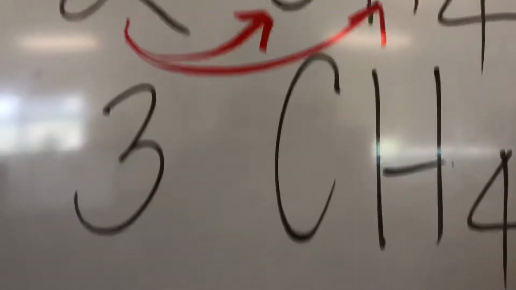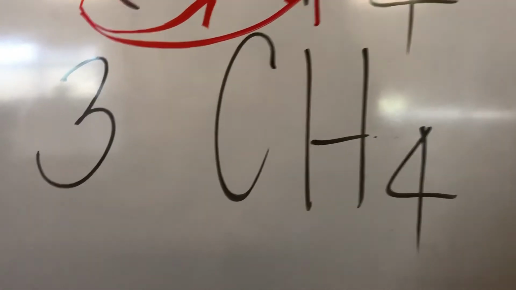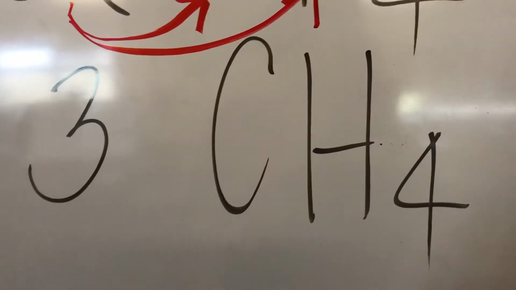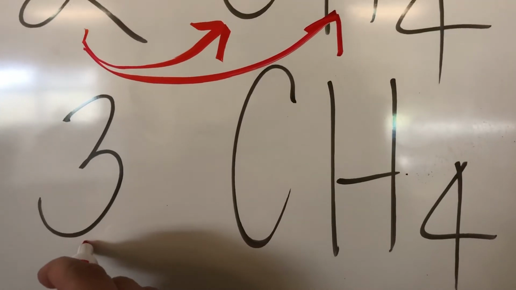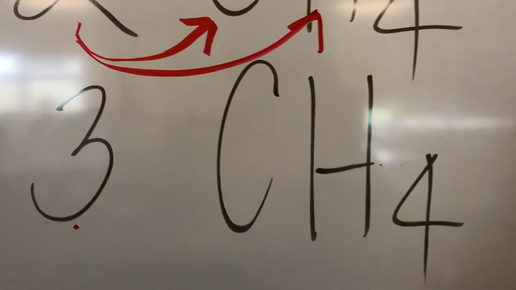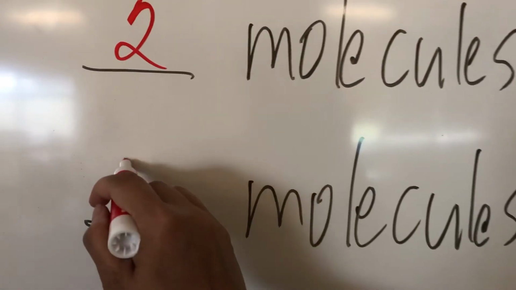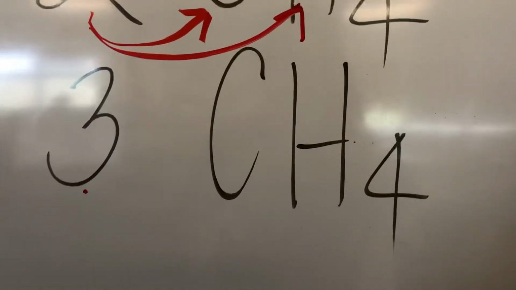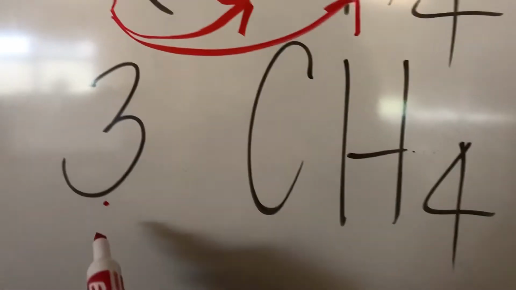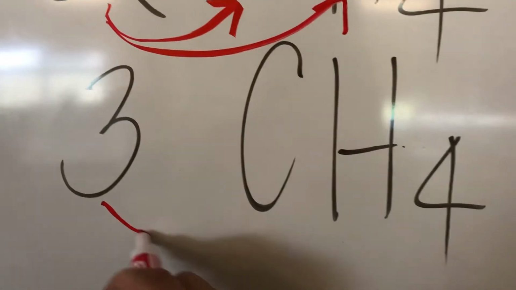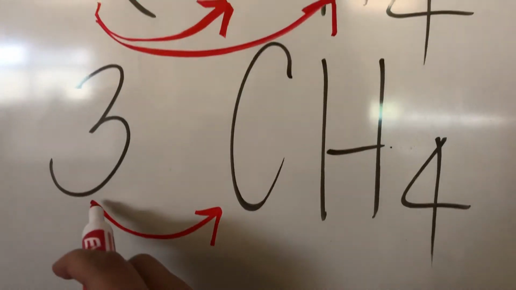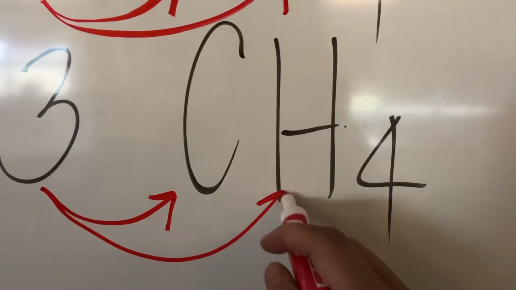Now, the third example here, 3CH4. The same run of things. So the number 3 here tells us about the number of molecules. So here, number of molecules, write down 3. Now, how about the number of atoms? So again, the coefficient here is good for carbon. It's also good for hydrogen.